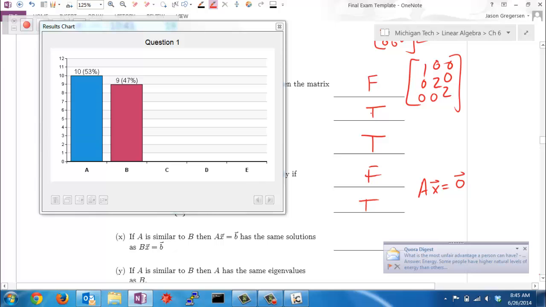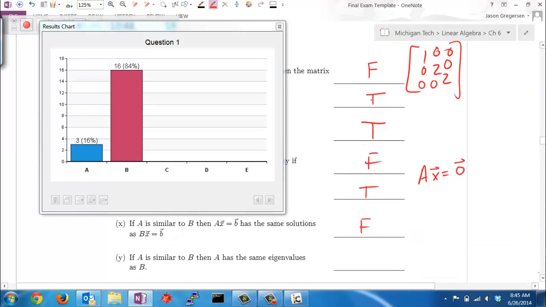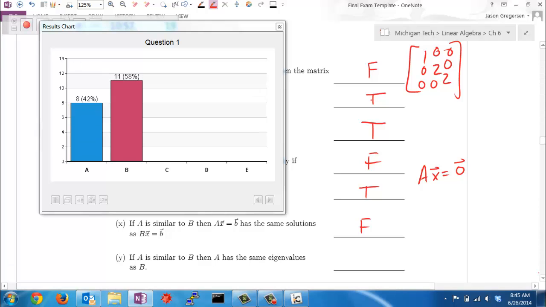This one is false. And related to the next question, has same eigenvalues. This is the true one. The similarity thing preserves the eigenvalues. It does not preserve solutions. Okay? It's the row reduction that preserves the solution. It's the similarity that preserves the eigenvalues.